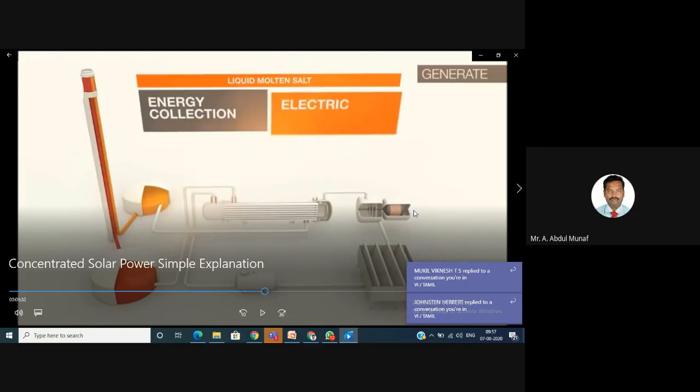After that, from the generator we can collect the electricity. We can produce the electricity. The excess amount of steam is collected in the condenser. Here, what is the function of the condenser? It will condense the steam and convert it into cold water. Again, that cold water is passed back. Okay, do you understand?